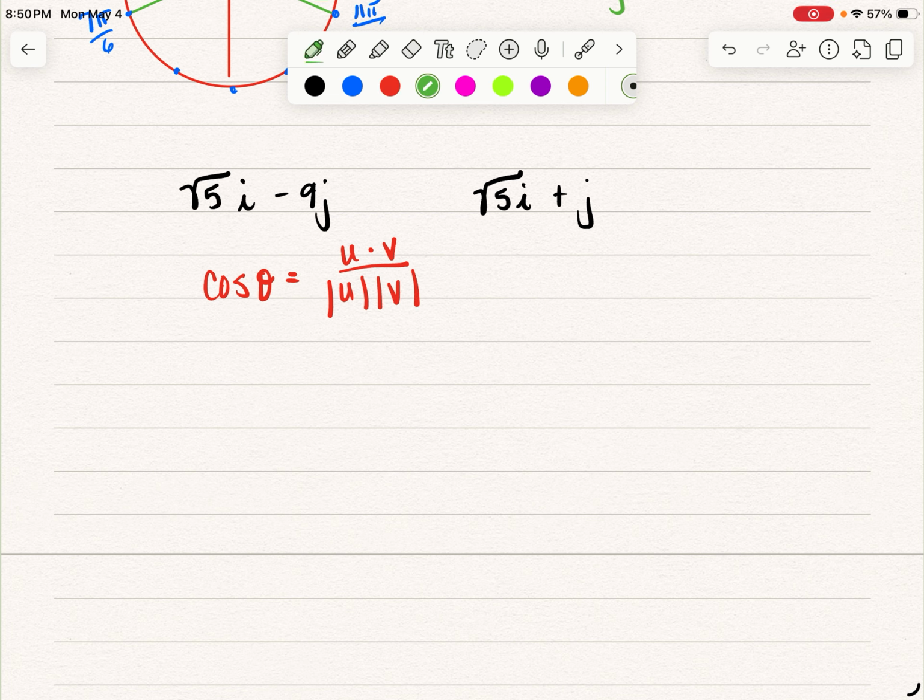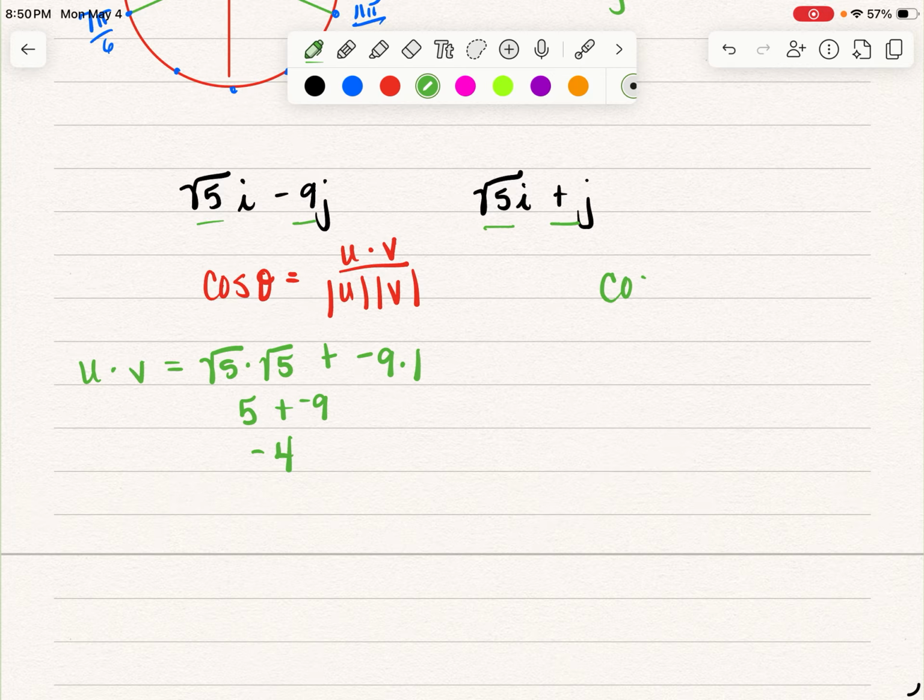Okay, so let's do the dot product first. And so just like the one that we just did, I'm going to take the two x values and multiply them. So the square root of 5 times the square root of 5 plus, take the two y values and multiply them. -9 times 1. So that's going to be 5 plus -9 or -4. So -4 is my numerator. And then I've got to do the two magnitudes.